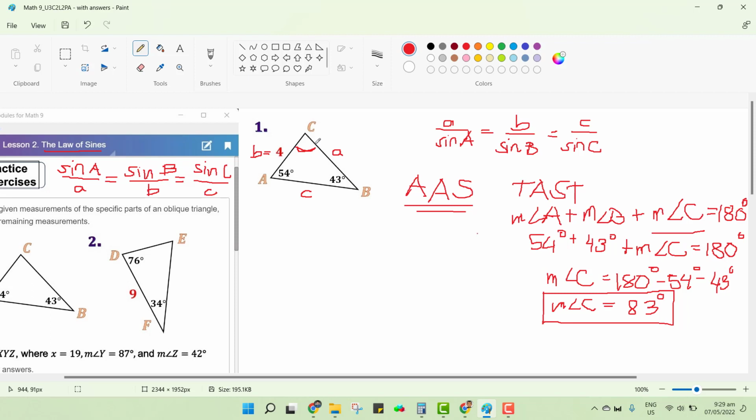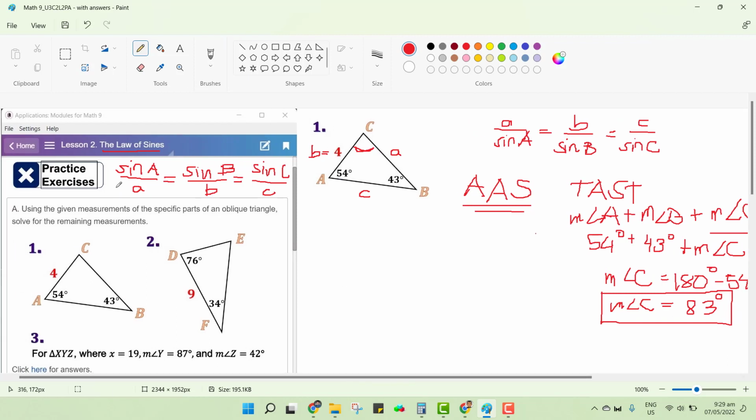What's next to be done is the identification of the measurement of side A, which is actually side BC, and side C, which is side AB. To do that, we are going to use here the law of sines. Let us try to use the first two ratios as part of our first proportion. You could either use this or use this one. It's up to you. They must have the same result whichever of the two you use. So let's use this one here.